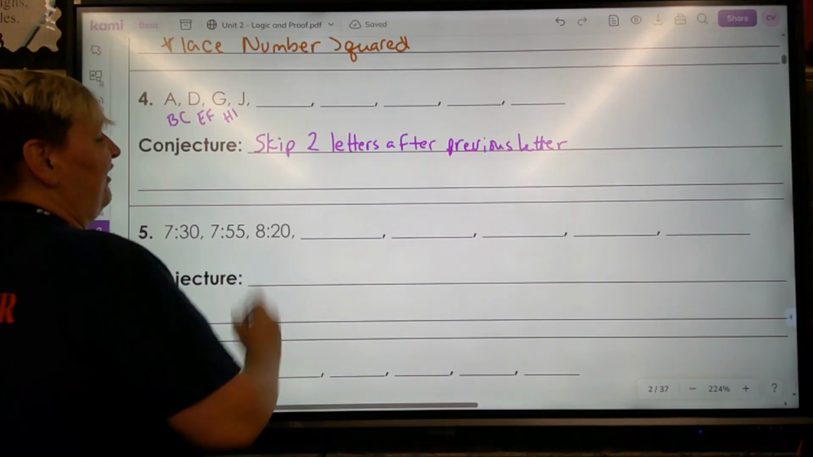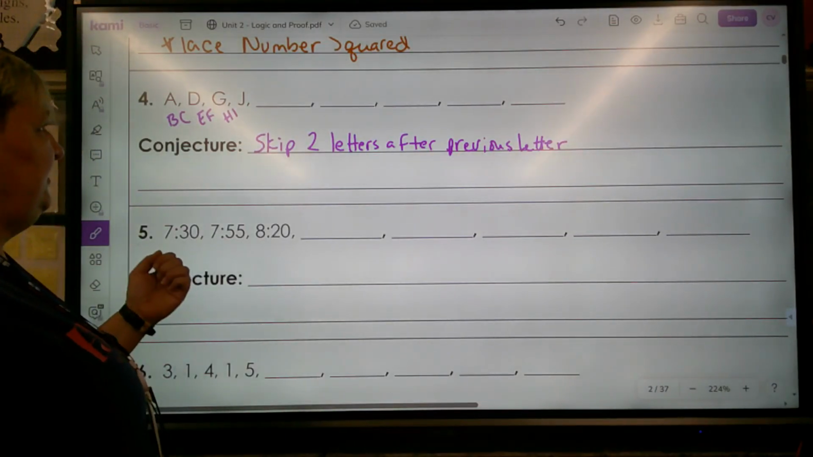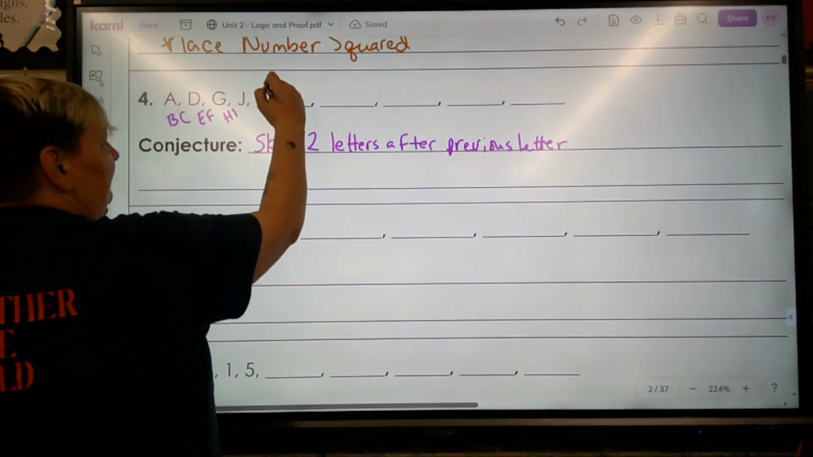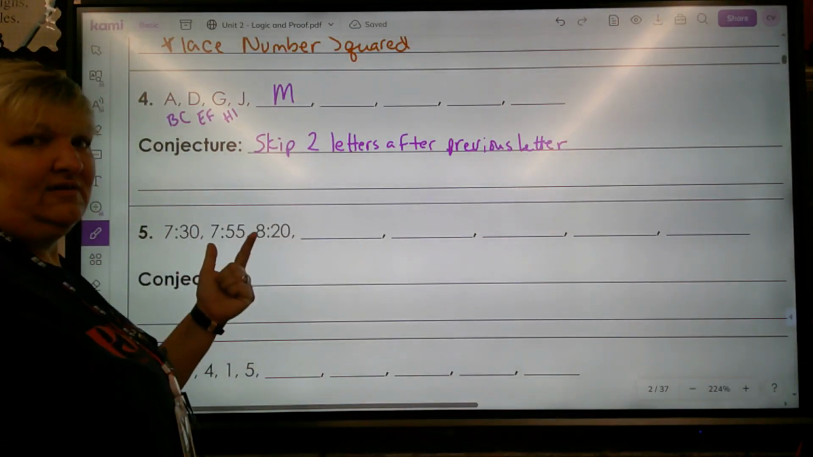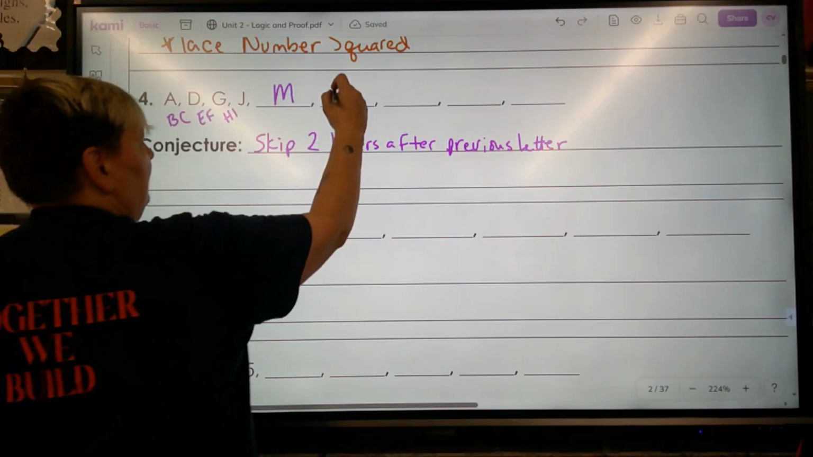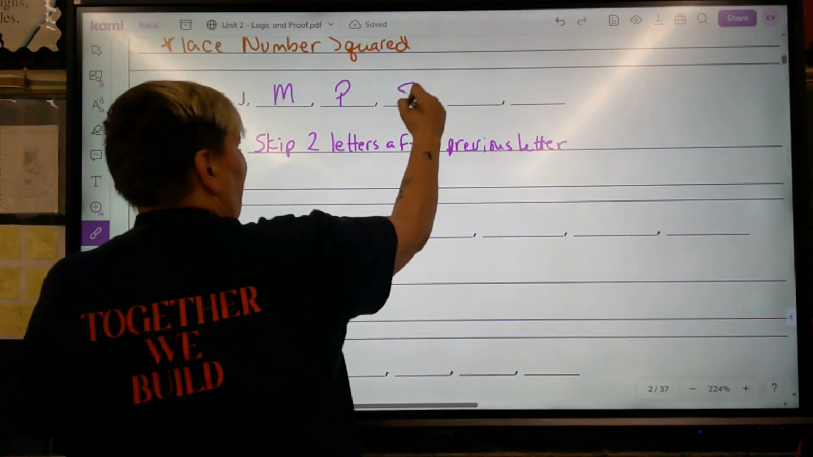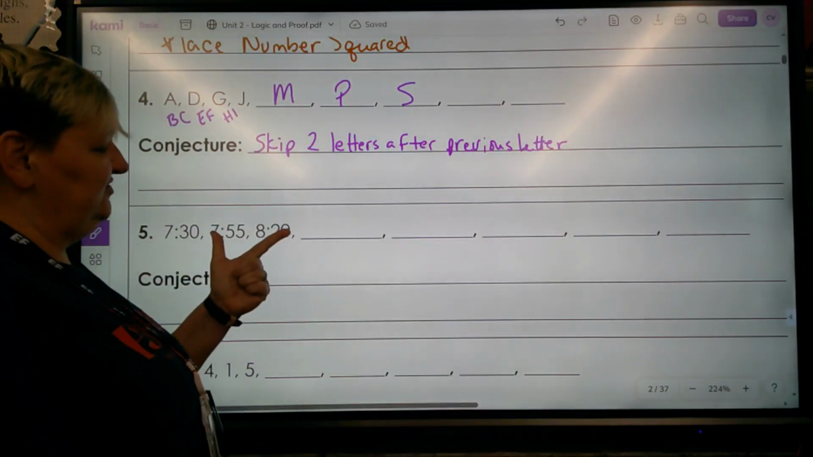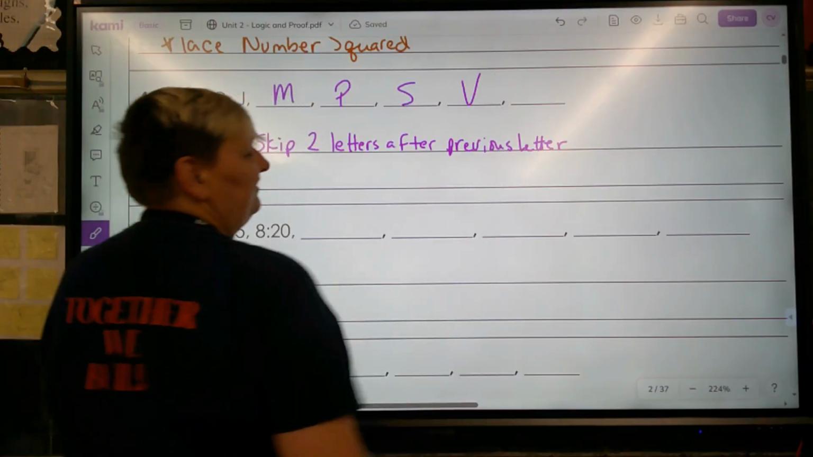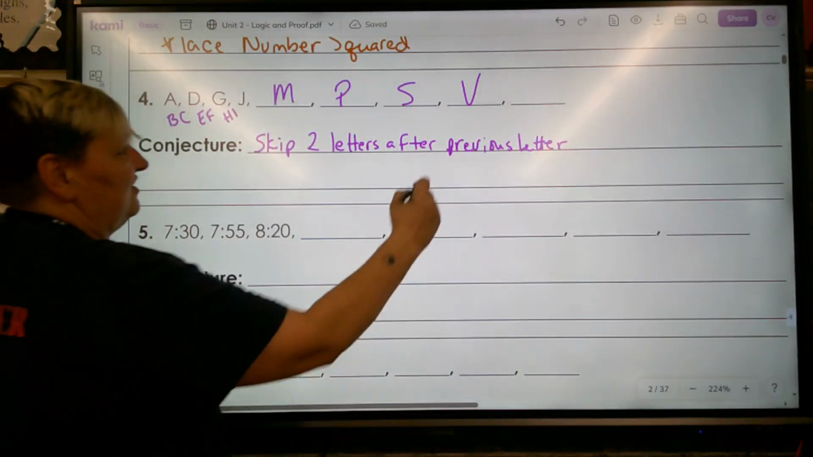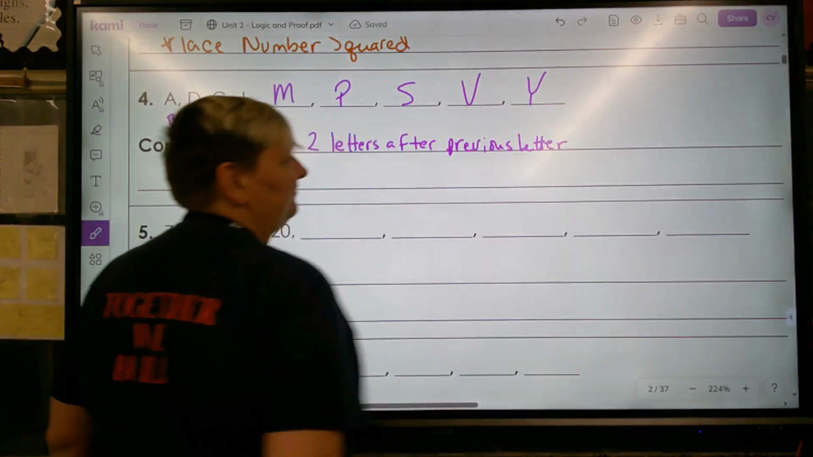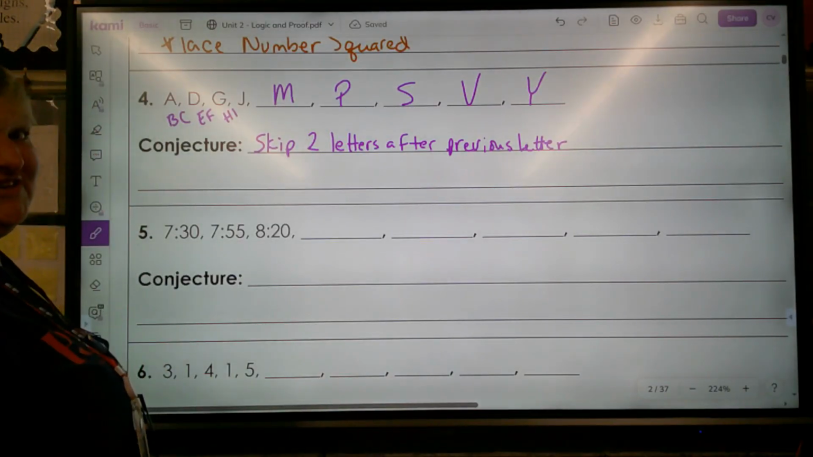Right, so if we follow this pattern, J, K, L, M, N, O, P, Q, R, S, T, U, V, W, X, Y. Skip 2 letters every time.